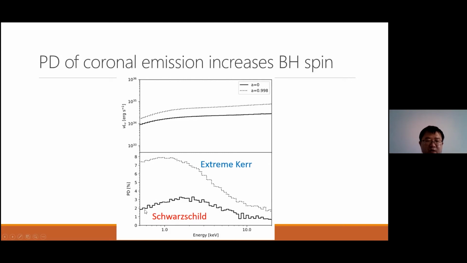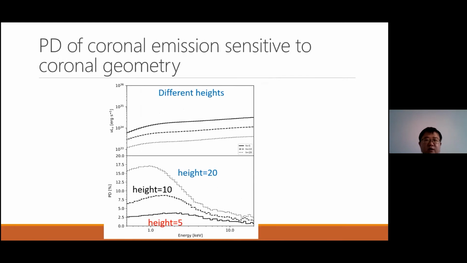So the polarization degree of the non-spinning black hole is only around 2%, and the maximum is 3%. But if you look at the extreme Kerr black hole, then it can be as much as 8%. And in the entire energy band, it's more polarized than the non-spinning black hole. So it means potentially we can use polarization data to constrain the spin of the black hole. And it's sensitive to the geometry.